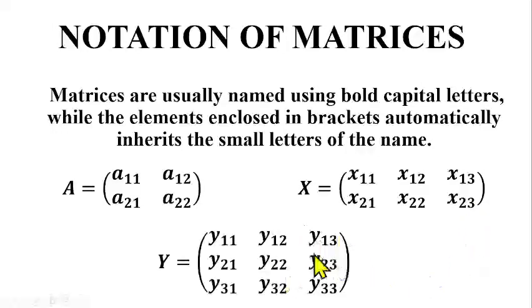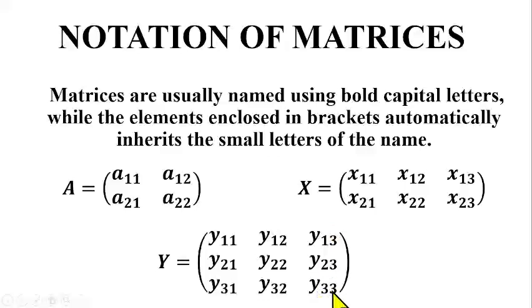Another example. Look at this on the screen right now. The matrix is named capital letter Y. That means all the elements in it will inherit small letter y, as you can see. But how do we differentiate between each of the elements? We have Y11 to Y33, which I believe you can interpret each one of them for us. Like this last one here, this element Y is in the third row, because it is the first row, second row, third row, first column, second column, third column. So this element is in the third row, third column.